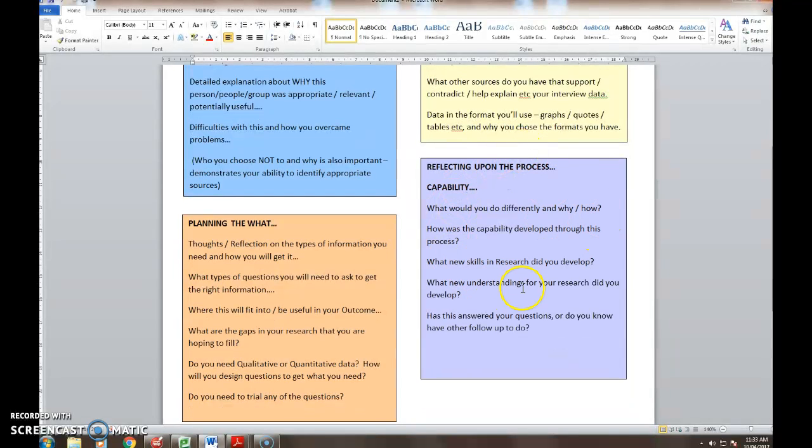The reflecting upon the process and the capability, this is really important, guys, so I keep pointing out the only place that you talk about your capability is in the folio. You've got to do a good job of it.